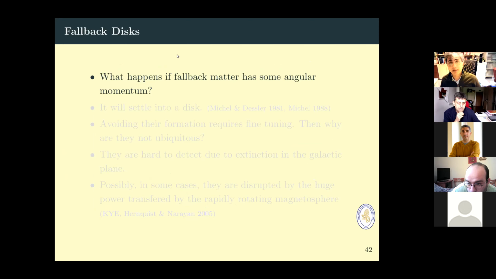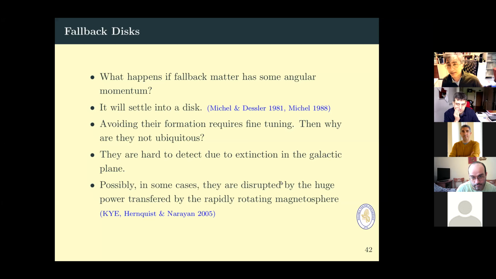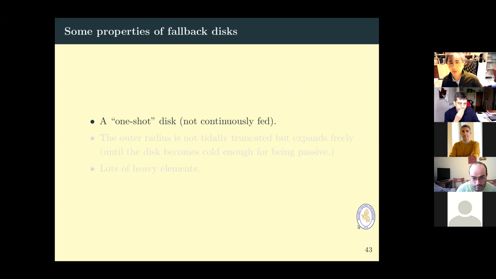So let's talk about fallback disks now. What happens if fallback matter has some angular momentum? Then it will settle into a disk. This was proposed in the early 1980s by Michel and Dessler. Avoiding their formation requires fine-tuning. Then why are they not ubiquitous? They are very hard to detect due to extinction in the galactic plane. And possibly in some cases, they are disrupted by the huge power transferred by the rapidly rotating magnetosphere.